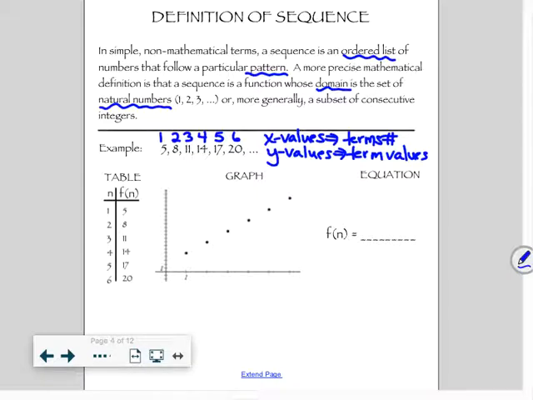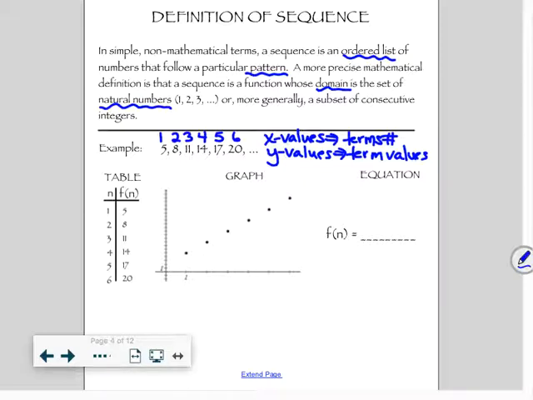Vertical line test. It's the vertical line test. So if I can draw a vertical line anywhere through the graph and it crosses at most once, it's a function. So this is a function. Now, let me ask you something. Can I connect the dots?